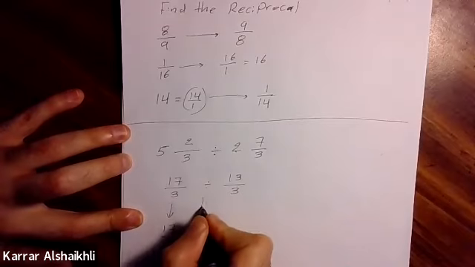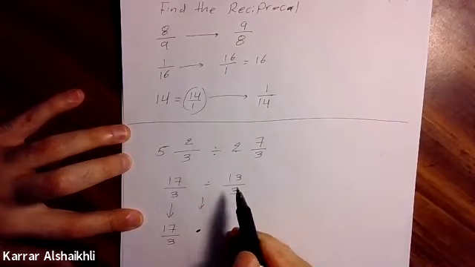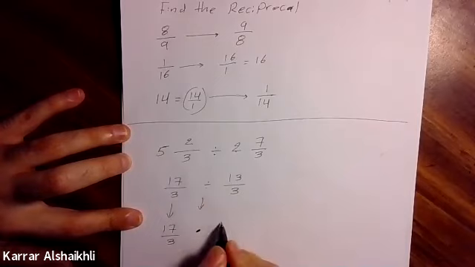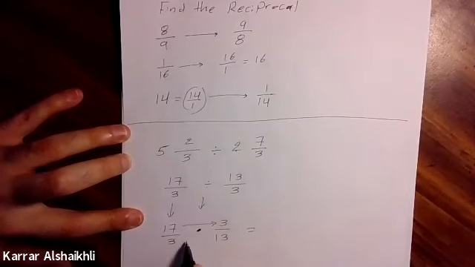17/3. Convert the sign from division to multiplication. Take the reciprocal for the second one, 13/3. The reciprocal is going to be 3/13. Now we have multiplication between two fractions, which is going to multiply straight across.